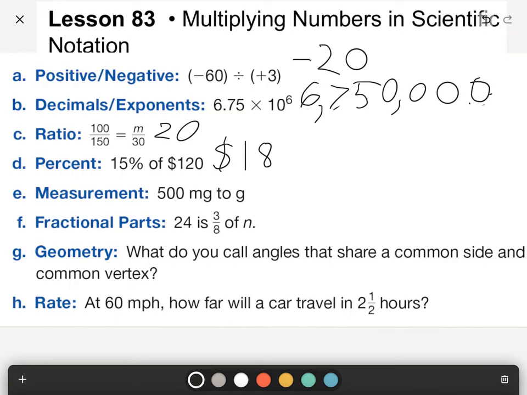Okay, then metric conversions. So there are 1,000 millis in a unit. So this would be 5/10 of a gram, otherwise known as half a gram.